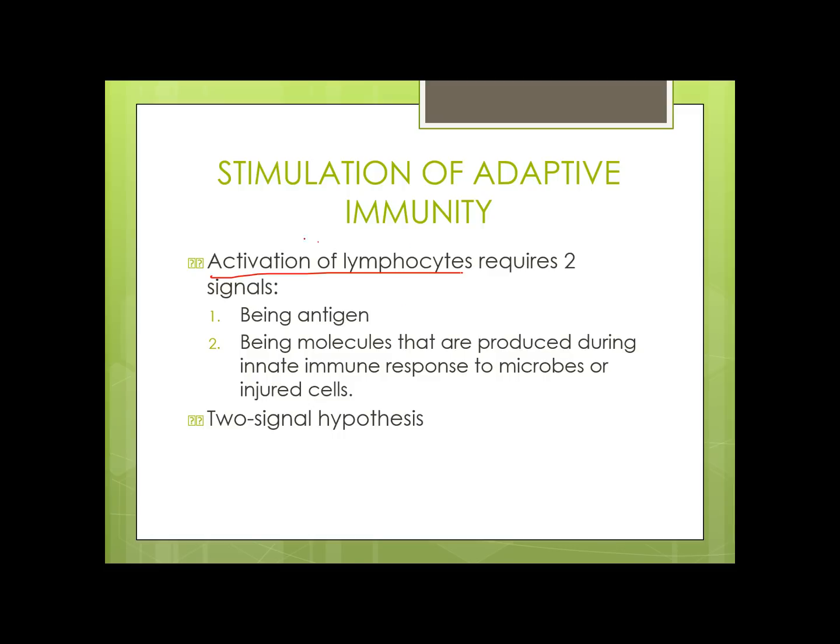The first one, for a lymphocyte to be activated, whether it's a T cell or a B cell, we're talking about here the small lympho ha. For it, and even the NK cell class, pwede rin siya maging activated, is that they have to encounter an antigen. So two signals. The first signal is that they encounter an antigen. The second signal is molecules that are produced during innate immune response to microbes or injured cells. So this is a two signal hypothesis. So remember that the two signals involved for the activation of lymphocytes, whether it's the small lymphocyte, T cell, B cell, or the NK cell, is that they have to encounter an antigen, and the second are the molecules produced during innate immune response to microbes or injured cells. This is a two signal hypothesis.